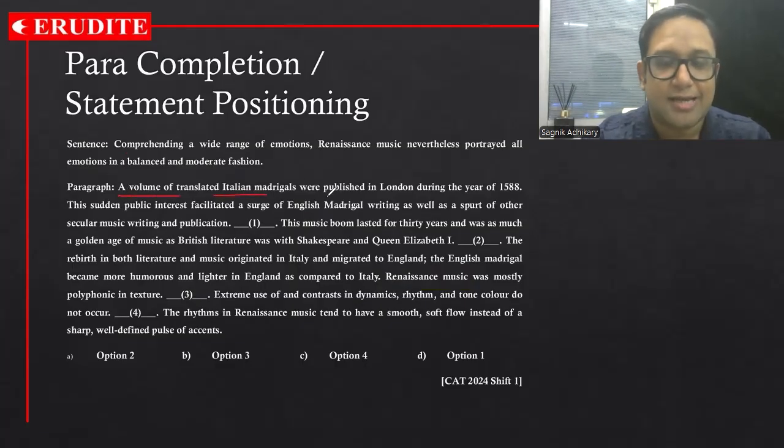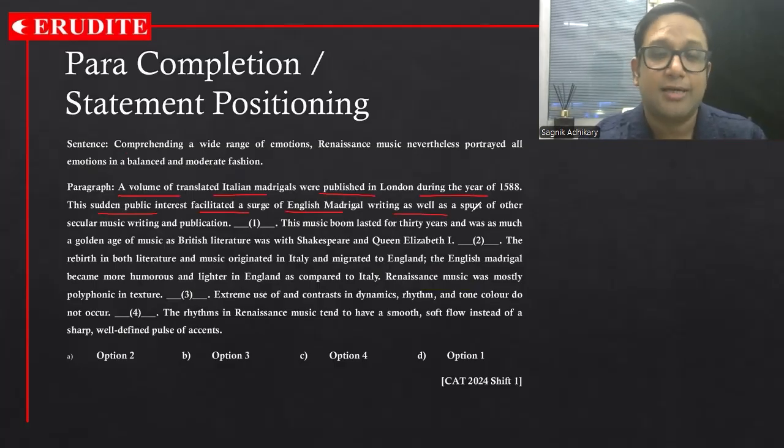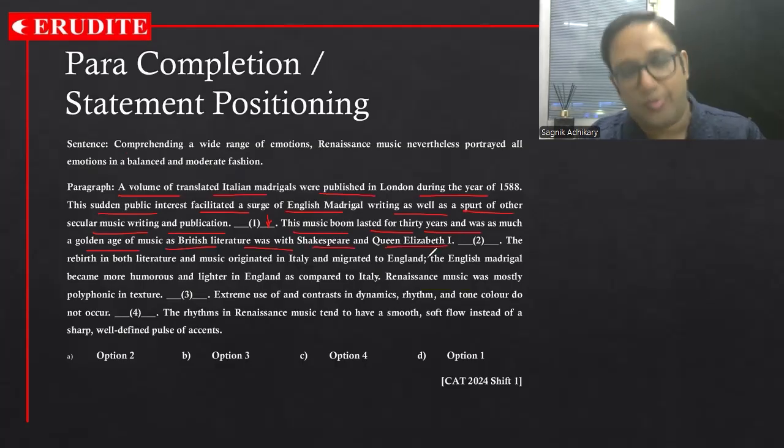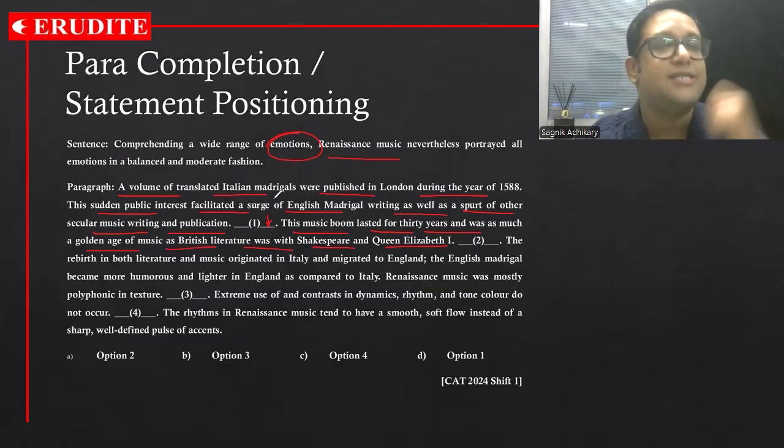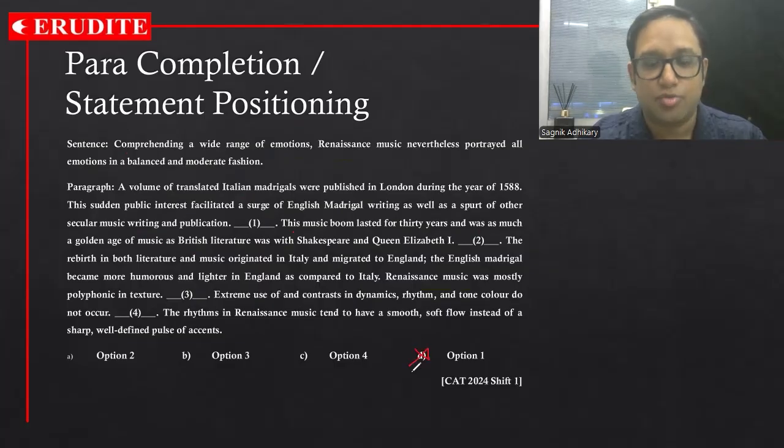A volume of translated Italian madrigals were published in London during the year of 1588. This sudden public interest facilitated a surge of English madrigal writing, as well as a spurt of other secular music writing and publication. Then the first blank. This music boom lasted for 30 years and was as much a golden age of music as British literature was with Shakespeare and Queen Elizabeth I. We see that this does not connect because, yes, this is in the context of music, but in specific, the sentence is talking about emotions, a range of emotions. This is talking about the actual writing of these madrigals. So blank 1 is not a valid choice. We can rule out option D.